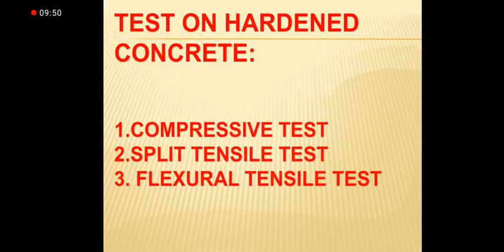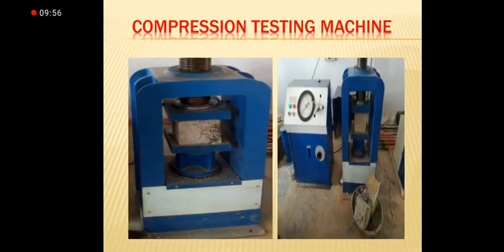Next is hardened concrete test. Here we are having 3 tests, that is compressive test, split tensile test and flexural test. For the compressive test, we have to prepare a mold of 150 by 150 by 150. In my last session, we have studied all about these molds, compressive and tensile. Here, you can see in the figure we are having that mold 150 by 150 by 150 mm.